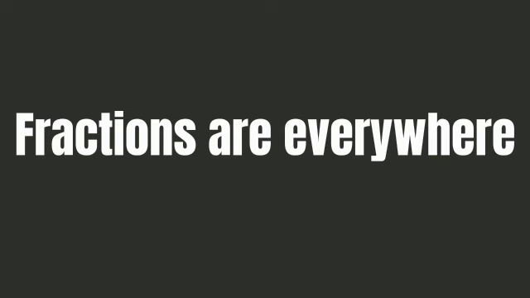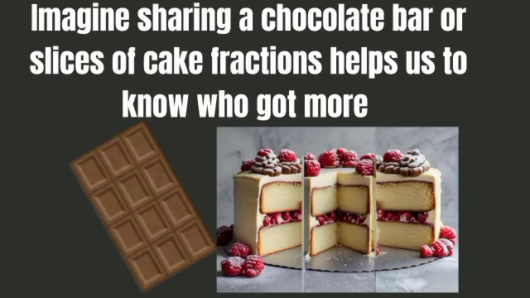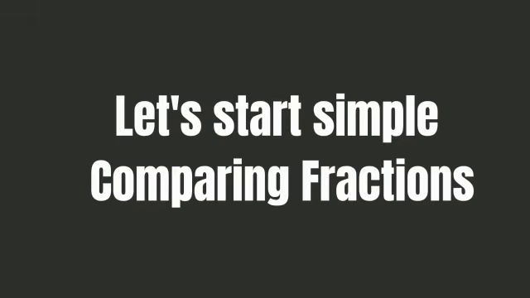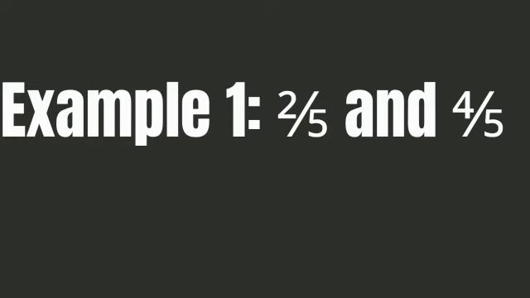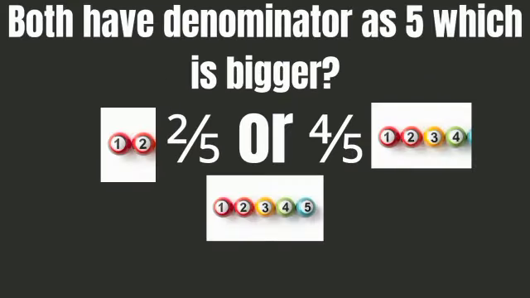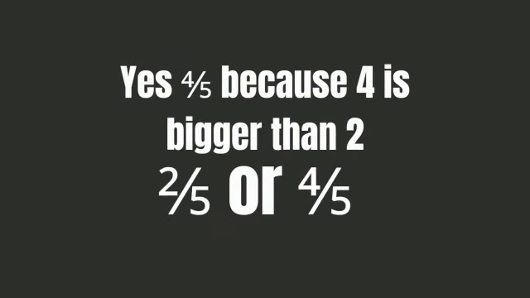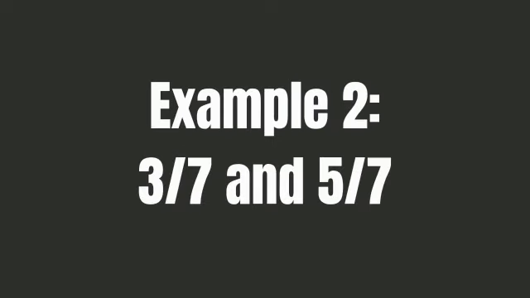Fractions are everywhere. Imagine sharing chocolate bars or slices of cake. Fractions help us compare who got more. Let's start simple. Example 1. 2 over 5 and 4 over 5. Both have denominator 5. Which is bigger? Yes, 4 over 5, because 4 is bigger than 2.